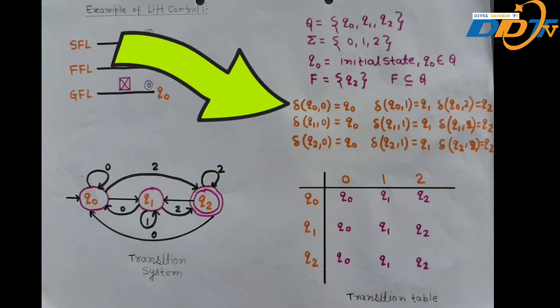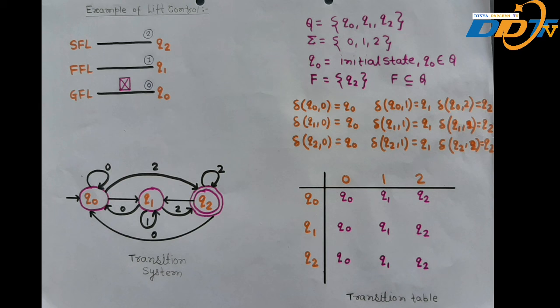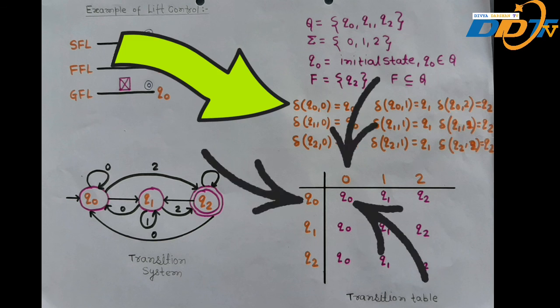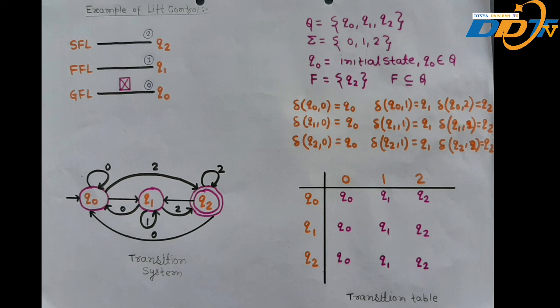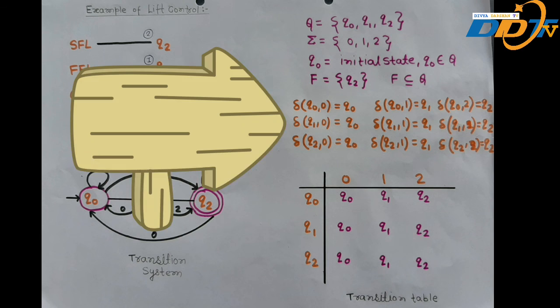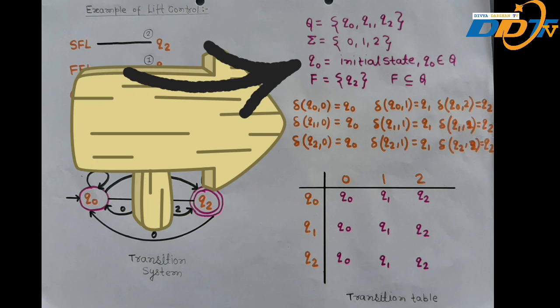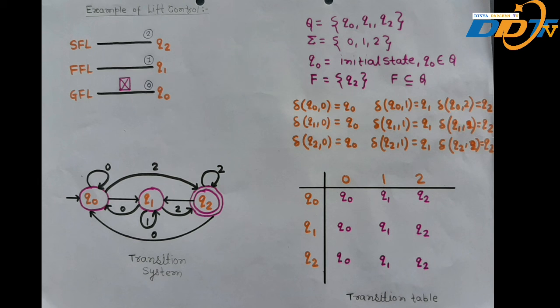So I am going to check delta Q0, 0 is Q0. So let me check in the transition table: delta Q0 with input 0 is Q0, and delta Q0, 1 is Q1. So here in the transition table, Q1 with 1 is Q1. So in this way all this delta transition function we have written here. So what is the next one? The next one is Q0, and Q0 is the initial state, and Q0 belongs to capital Q.